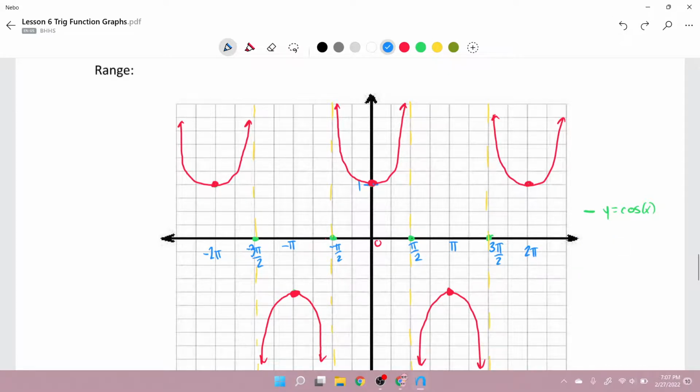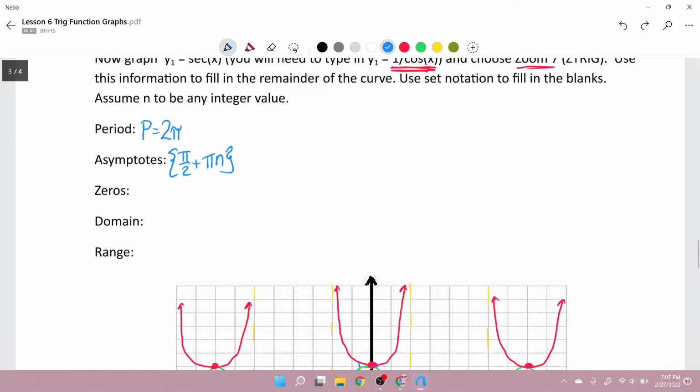Nowhere, right? There's no zeros of this secant function. So, putting my cosine back in there, we don't have any zeros. No zeros, or null set, no solution. The domain, well, our asymptotes will also determine what our domain is. X is an element of all real numbers such that x does not equal pi halves plus pi n.